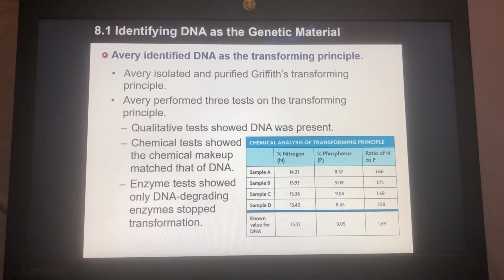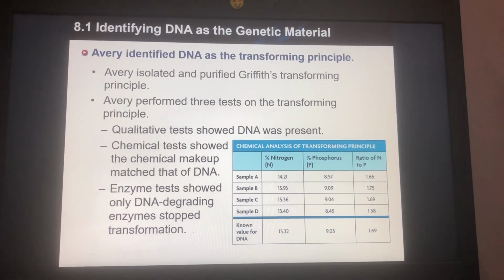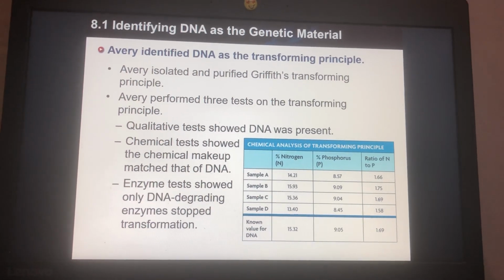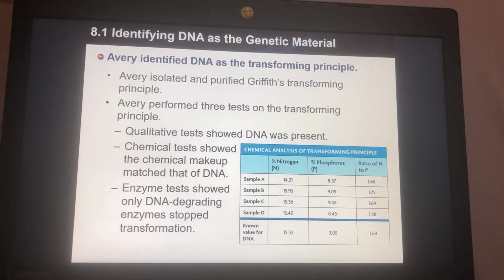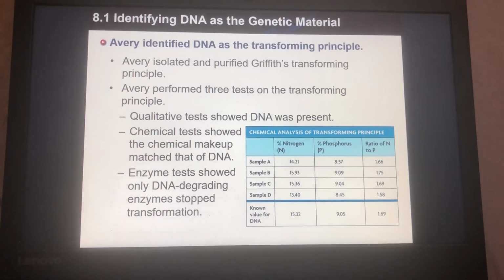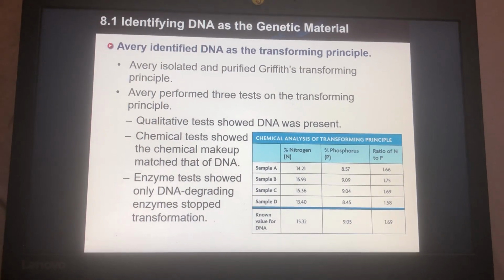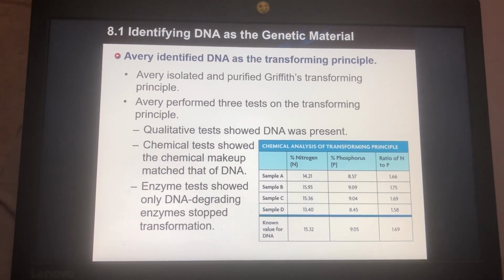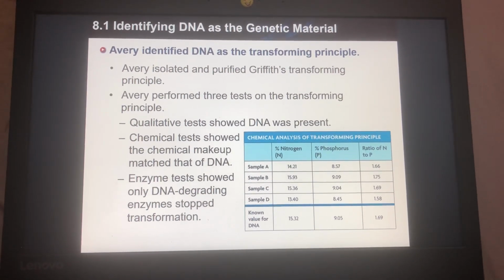Then he started to put enzymes that destroy the proteins while keeping the DNA. What do you think will happen after destruction of proteins? According to your knowledge now, you will tell me, of course, transformation will occur because proteins are not the genetic material. So actually, he found that the DNA was still present after destruction of the proteins and transformation occurred without proteins. So of course, the DNA is the genetic material.